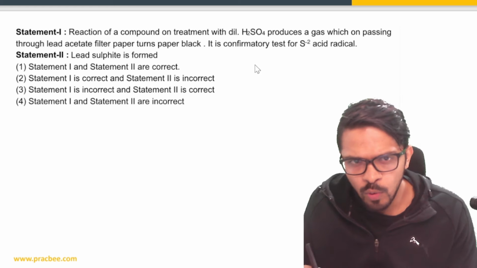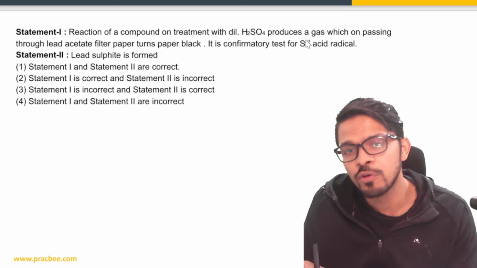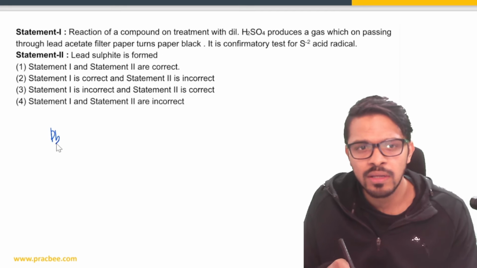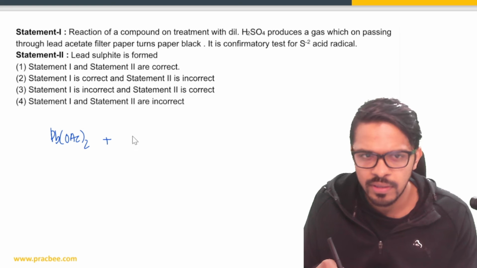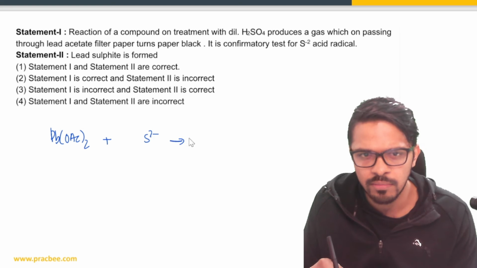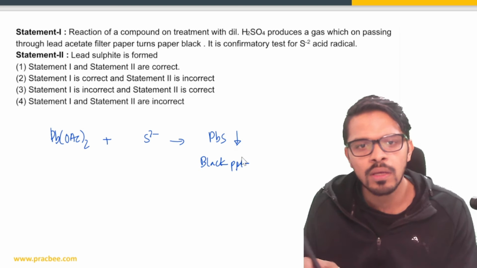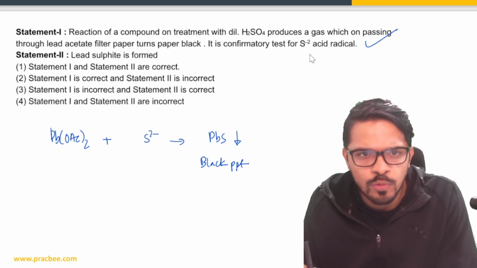Next question is from qualitative analysis. It says, when a compound on reaction with dilute H2SO4 produces a gas which on passing through lead acetate, Pb(OAc)2, turns the paper black. That we know that we have S2- ion, because we will have PbS, which is a black precipitate. So that is true. This is the confirmatory test of S2- radical.